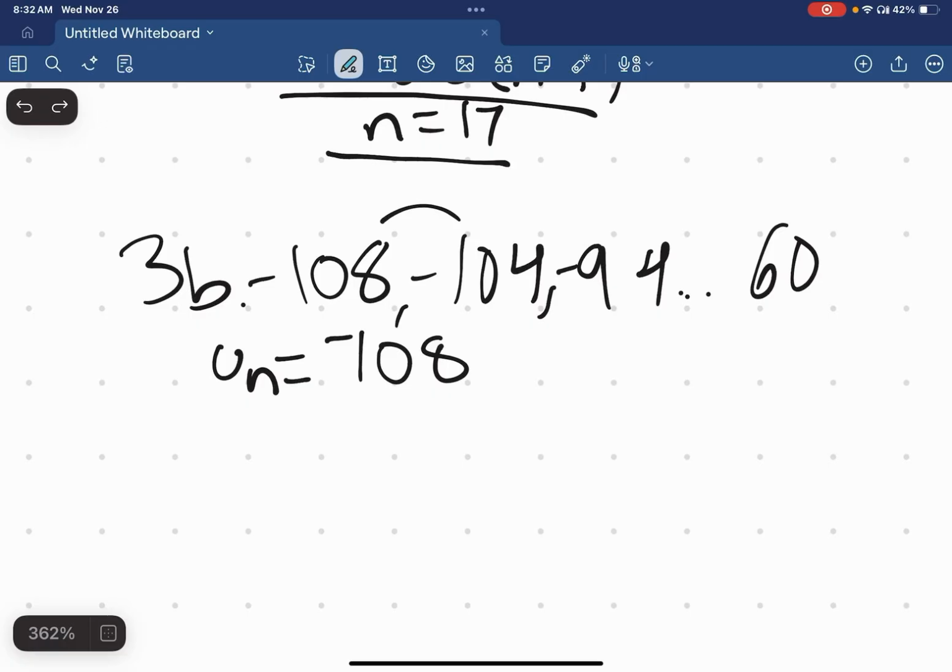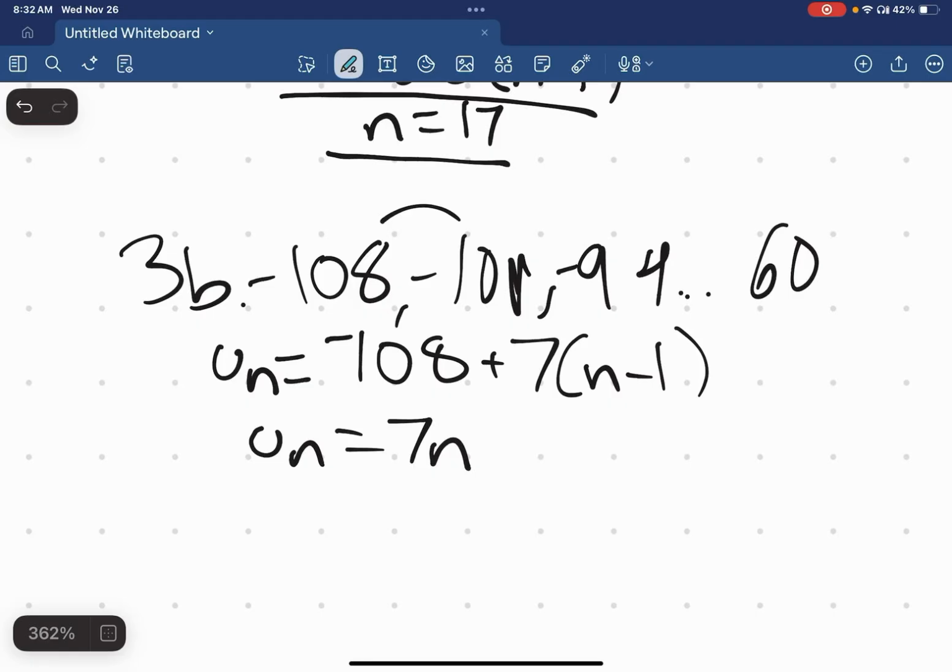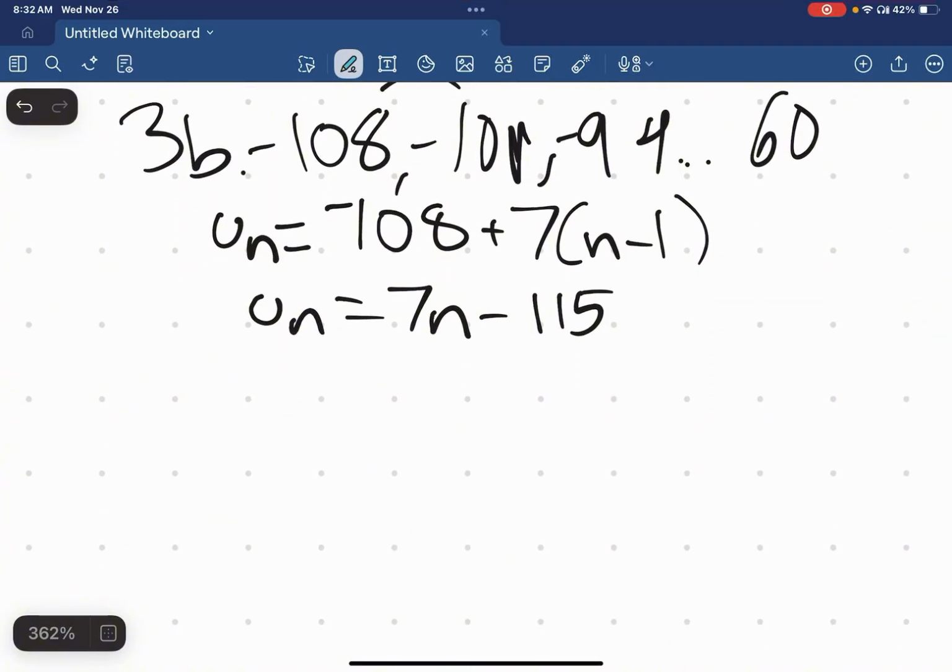Okay. Looks like we're going down by a common difference of 7 each time. And when I say going down, I mean increasing. Sorry. So it's going to be plus 7 and minus 1. And that gets us equation un is going to be equal to 7n minus 115. Let me make sure that's right. Yep, all good.